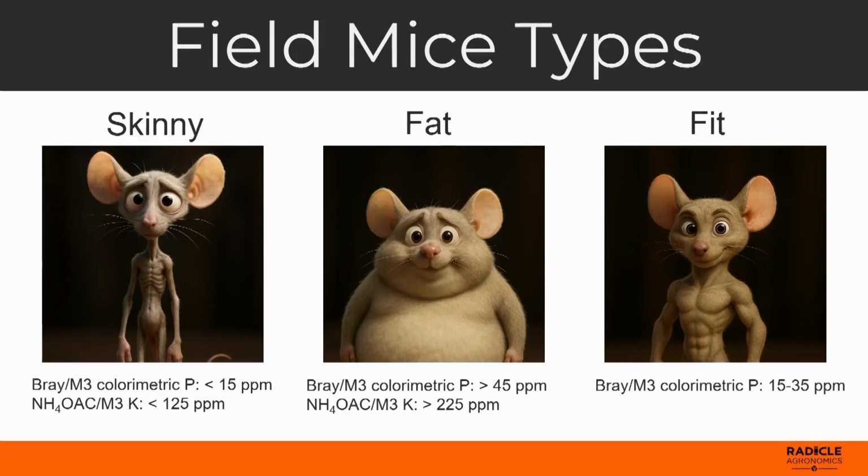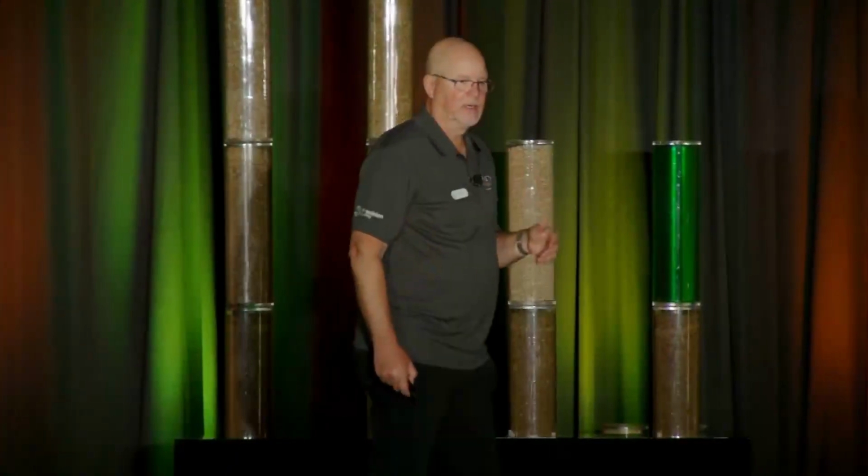Okay. All right. So a fit field mouse, somewhere between, this is just my opinion, right? So you have your own opinions. I don't know what your management style is, but if I was considering, I would have my soil test level somewhere between 15 and 30 or 35 parts per million, and my ammonium acetate or my Mehlich 3 K somewhere between 125 and 200 parts per million. And I'll explain to you why, y'all might think that's kind of low, but I'm trying to optimize ROI.